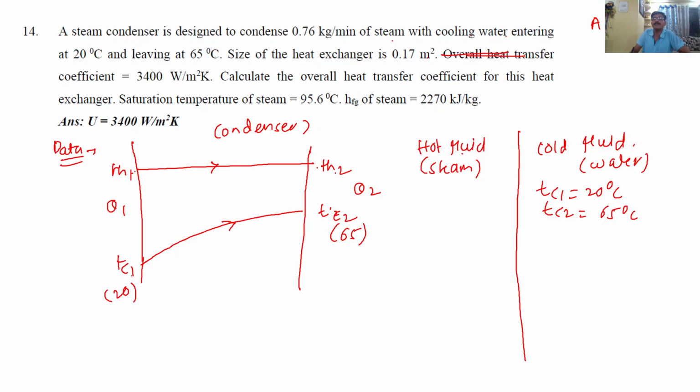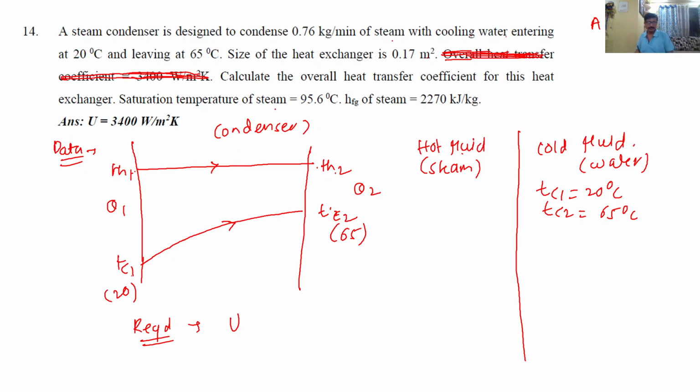Please delete this statement. It is wrong because in this problem they have asked to calculate the overall heat transfer coefficient. So how should it be given? It is by mistake. Please rub out this statement or neglect it, just cut it or drop it. Calculate the overall heat transfer coefficient. So what is asked to calculate? Required U. You can easily understand, so this is a wrong statement. Please remove it. So the required answer is U.